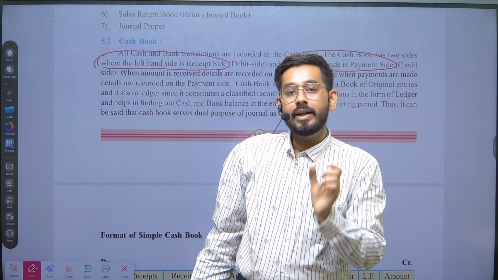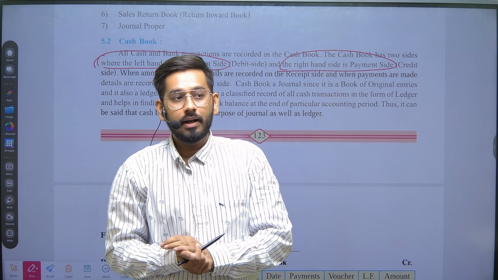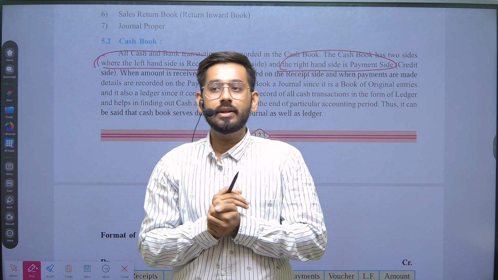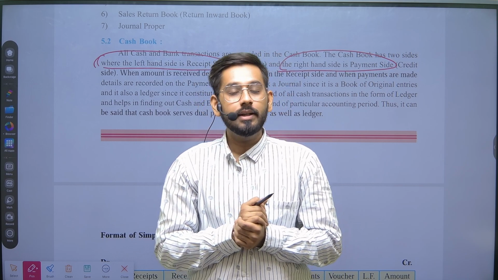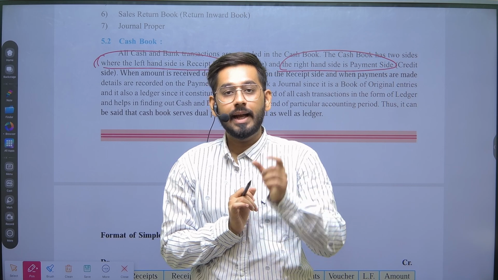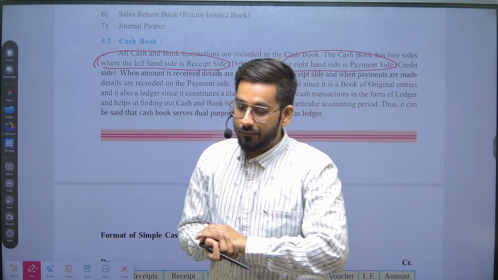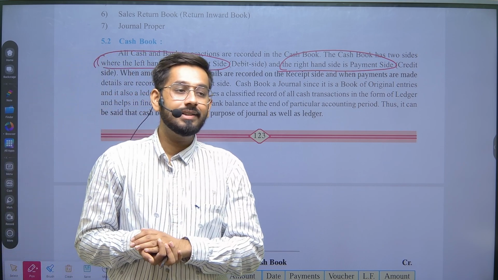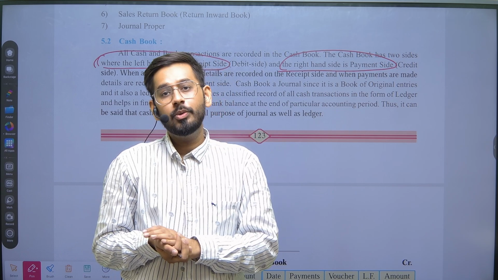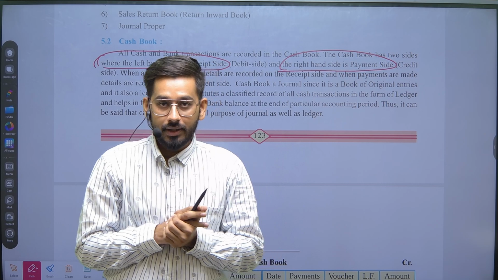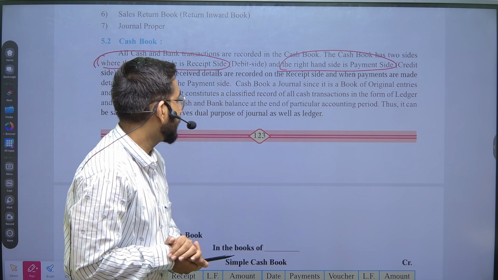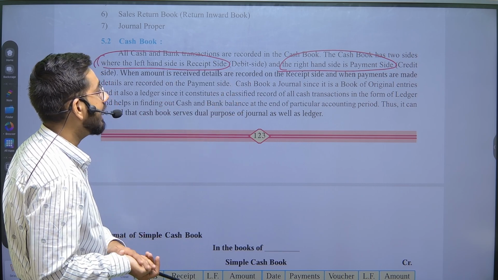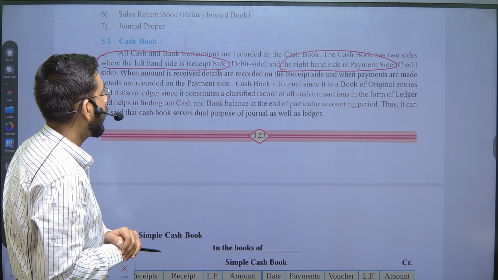After reading this point, let us assume that you have received cash from someone. Then you have to record that transaction on the receipt side, that is the left hand side of the cash book. And if you make a payment to someone, it means your cash goes out, so you have to record it on the credit side, which is the payment side. When an amount is received, details are recorded on the receipt side, and when payments are made, details are recorded on the payment side.